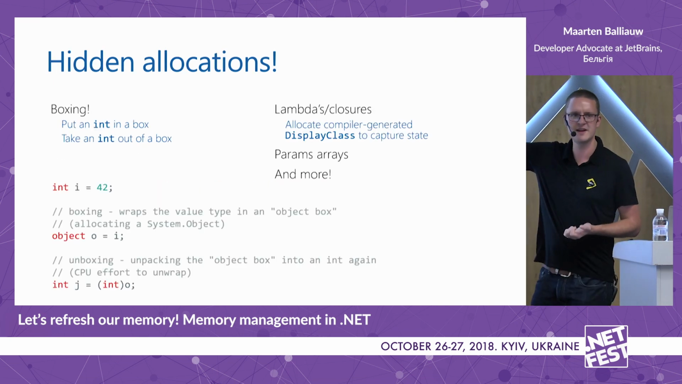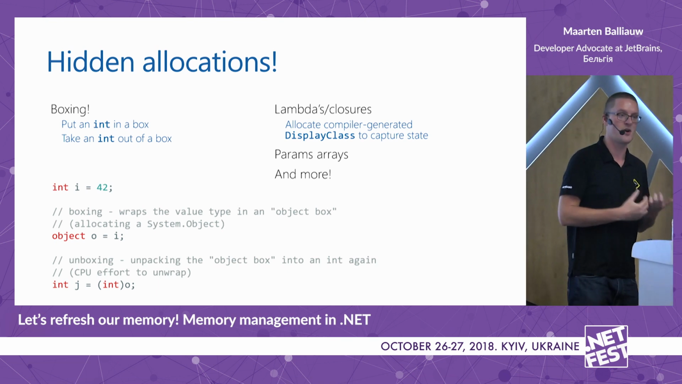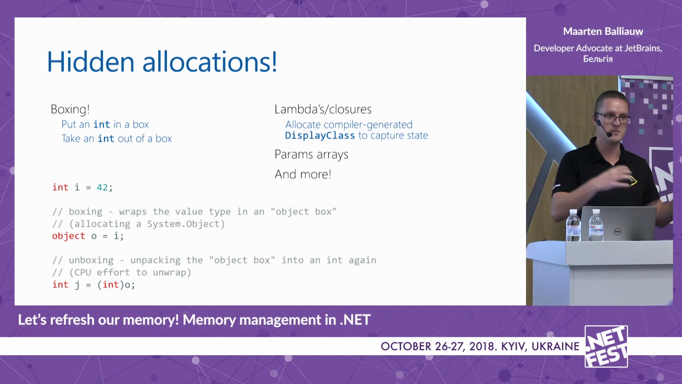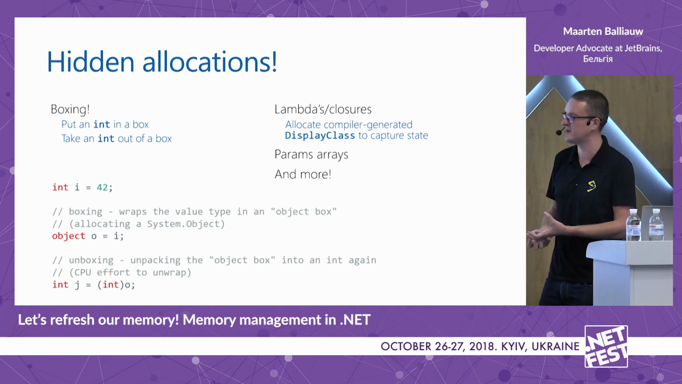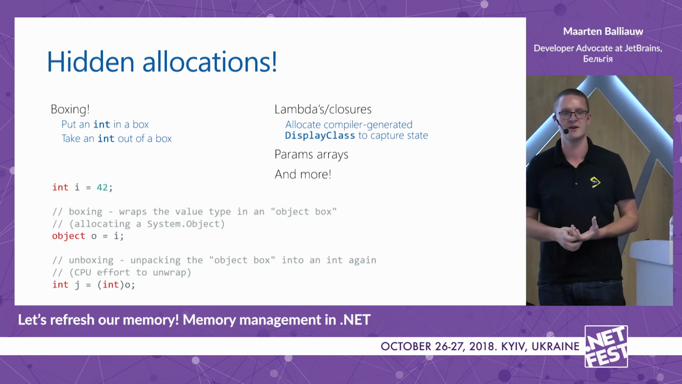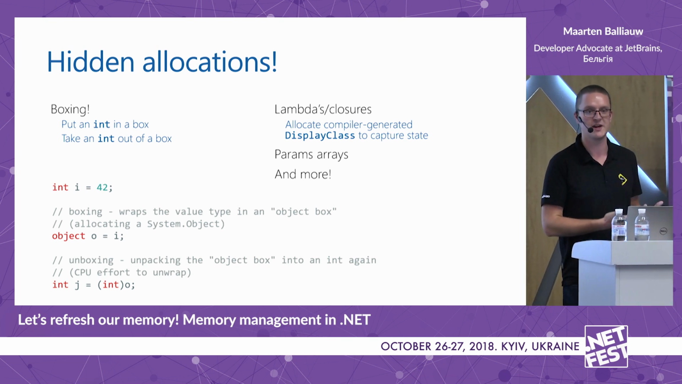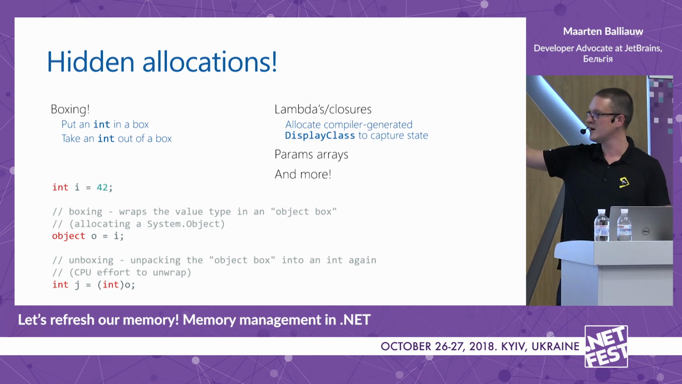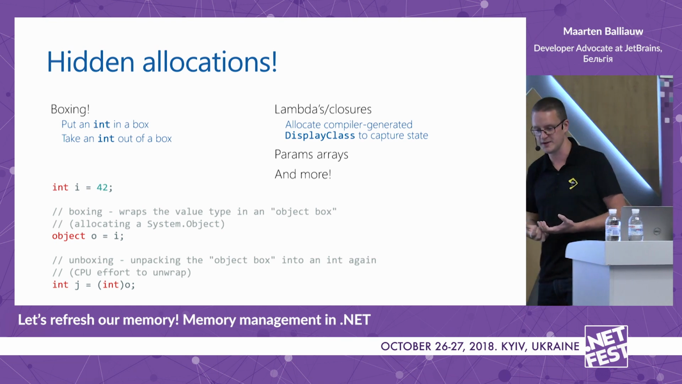I don't know who was in Dina's talk this morning. She talked a little bit about boxing. Well, boxing is one case where you're actually having a value type, but you're boxing it, putting it in a box of a reference type, and you're allocating a reference type that basically just contains a pointer to the original object, but still you're allocating on the heap, and the garbage collector will have to run for that. So a nice example here is we have the integer, we make it into an object. Well, that means we now have something on the stack as well as on the heap that will have to be collected at some point.